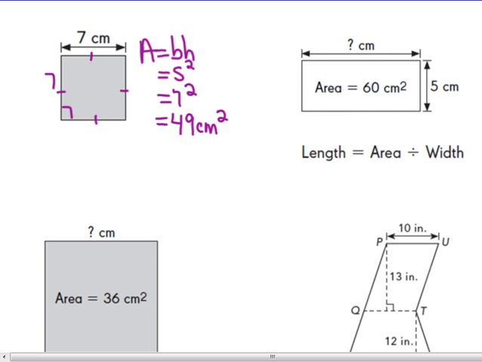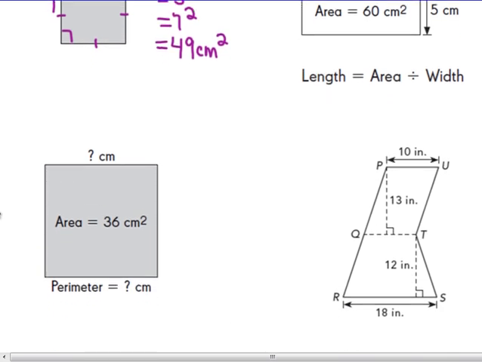Squares aren't in the 6th grade book. You're already supposed to know those. Here's a square. The area is 36. What's the side? It's asking me what's the side if the area is 36. Okay, well, area equals side squared. 36 is the area. That equals side squared.